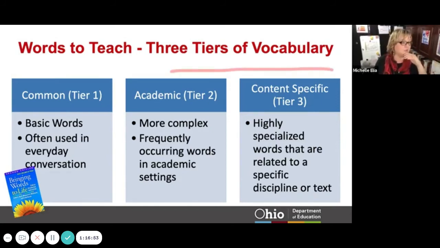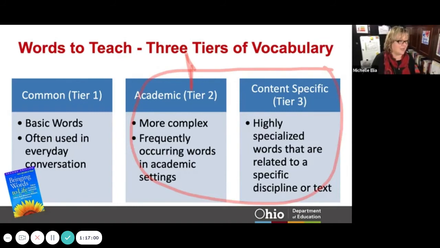Tier 2 words and tier 3 words are still words that we're going to have to spend most of our time teaching. And like I said, academic language, big bang for your buck, because we use it in all content areas. So when it comes to teaching these words, I want to take you through the vocabulary routine. Before I move on, any questions about the three tiers?